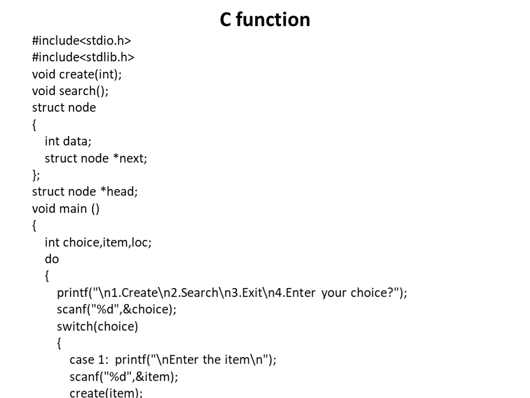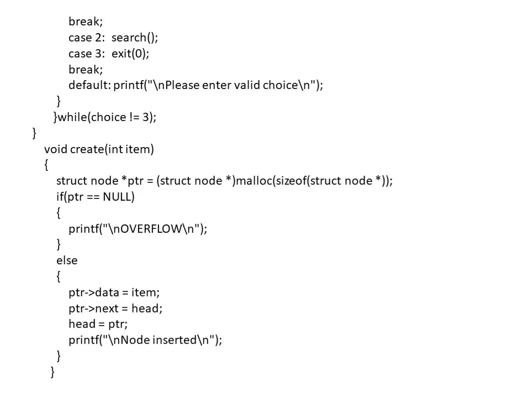Here I have taken choices. The first choice is to enter an item, that means I am creating a node and inserting the item into the node. Then in case 2, I am searching for an element, then exiting. There I am using a do while loop. I have taken only 3 conditions.